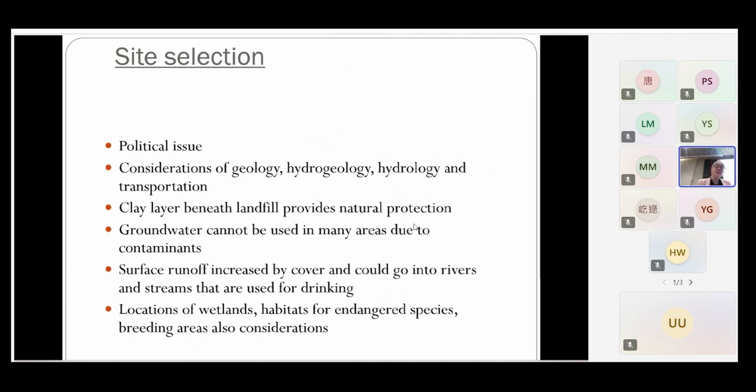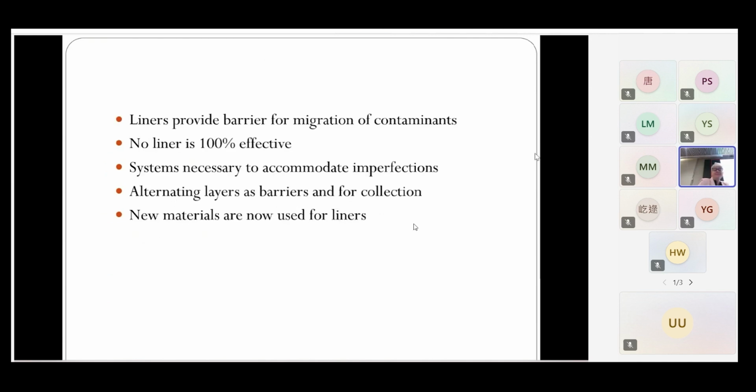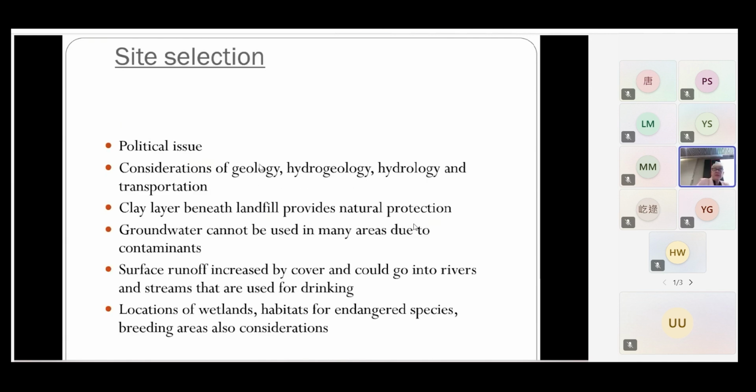Where to put a landfill is usually a hot potato issue because nobody wants a landfill anywhere near them. It smells, and you have a lot of traffic going in and out with the trucks and so on. You also have to have the correct geology and hydrogeology near the site. You don't want a leaky area underneath. Ideally, you want a clay layer underneath your landfill. You must not have runoff going into nearby rivers and lakes, and you must not have protected areas nearby.